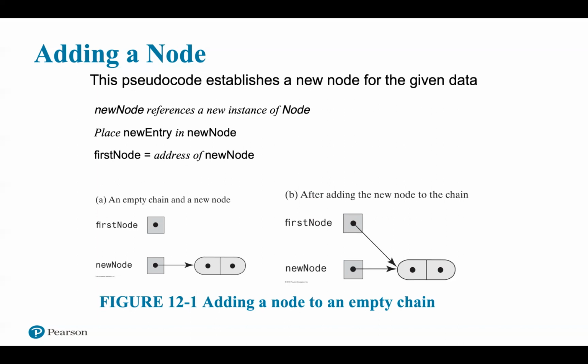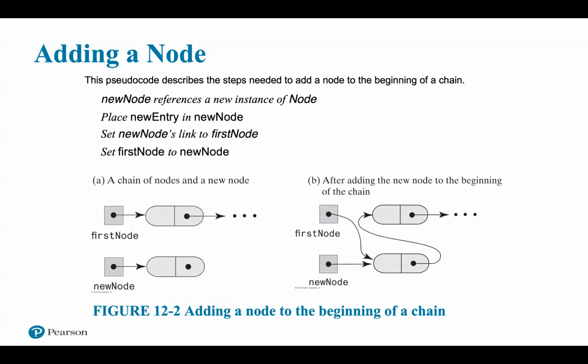In Java, these steps appear as follows: newNode equals new Node(newEntry), and firstNode equals newNode. Notice that in figure 12.1b, firstNode and newNode reference the same node. After the insertion of the new node is complete, only firstNode should reference it. We could set newNode to null, but as you will see, newNode will be a local variable of the method add. As such, newNode will not exist after add ends its execution.